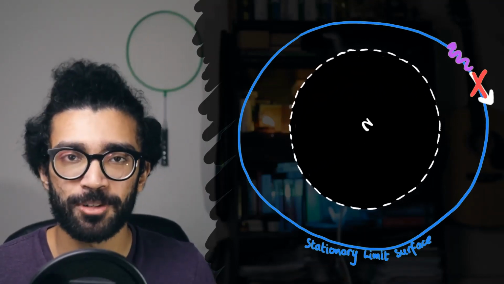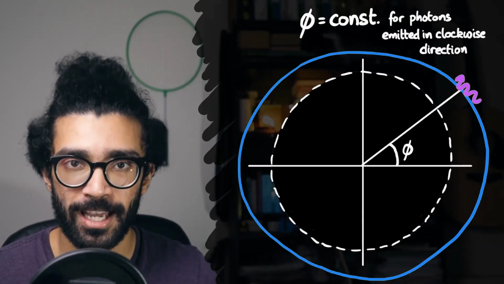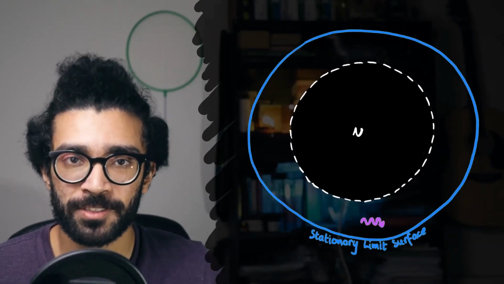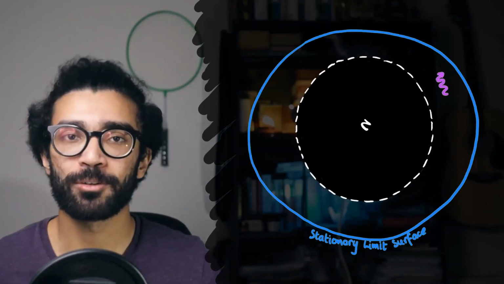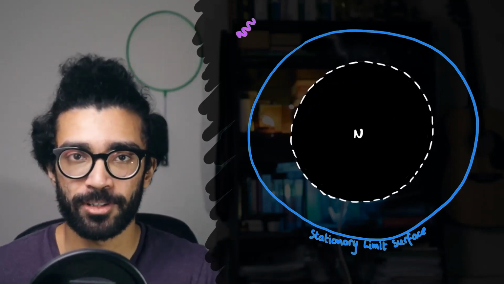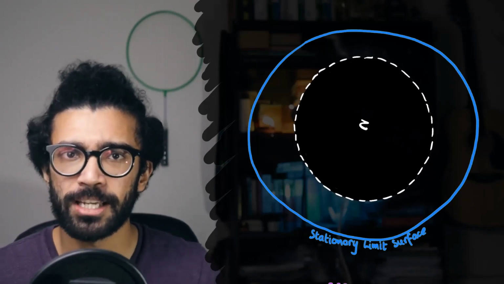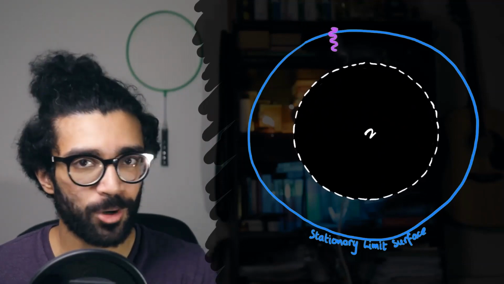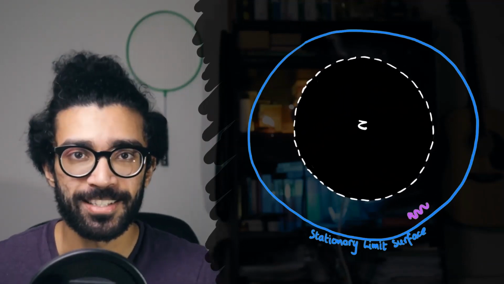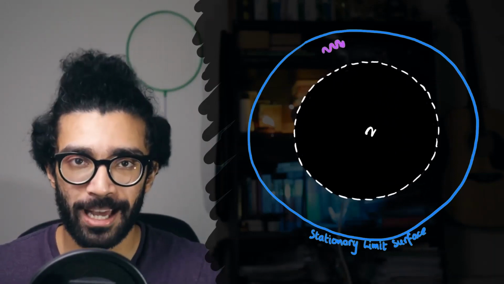Again, a rather hand-wavy description. Basically, the angular coordinate of this photon remains the same. And inside this stationary limit surface, everything has to be moving with the rotation of the black hole. Let's imagine that we've got a photon, currently outside our stationary limit surface, and it's moving with some angular momentum, basically against the rotation of the black hole. As it gets closer and closer to the black hole, this is what it has to do. As you can see, as it crosses the stationary limit surface, it moves with the rotation of the black hole.